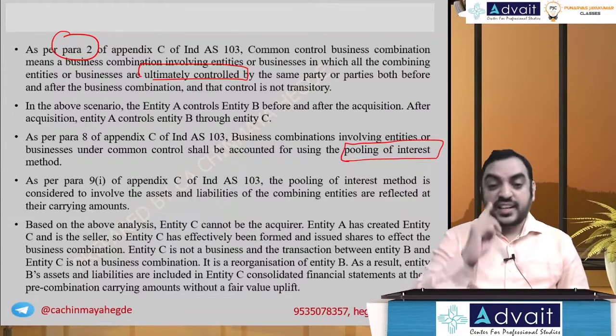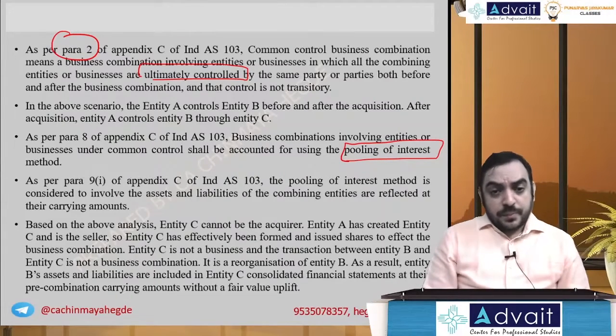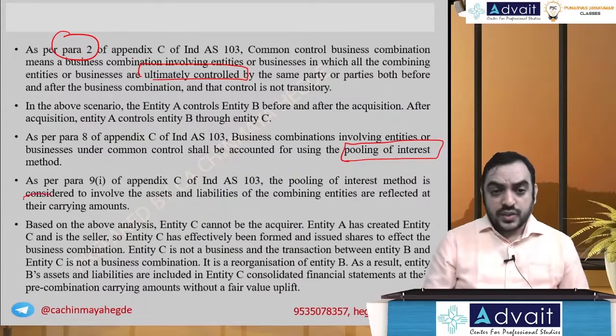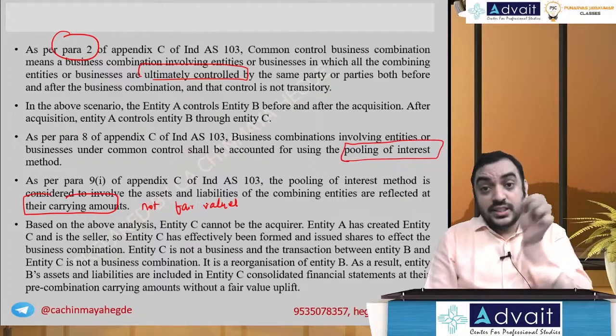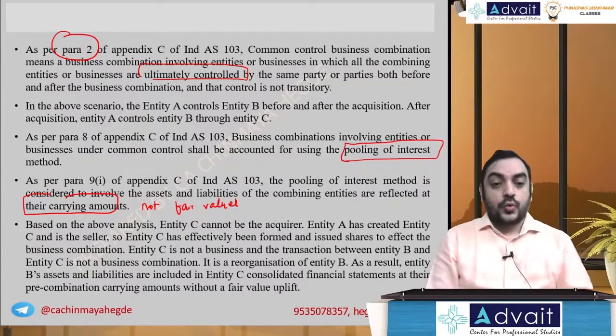No goodwill is recognized. As per para 9(1) of Appendix C, the pooling of interest method is considered to involve the assets and liabilities of combined entities being reflected at their carrying amounts. That means at their carrying amounts and not fair values. And goodwill will not arise. And reserves and surplus are also taken over. Based on the above analysis, entity C cannot be the acquirer.